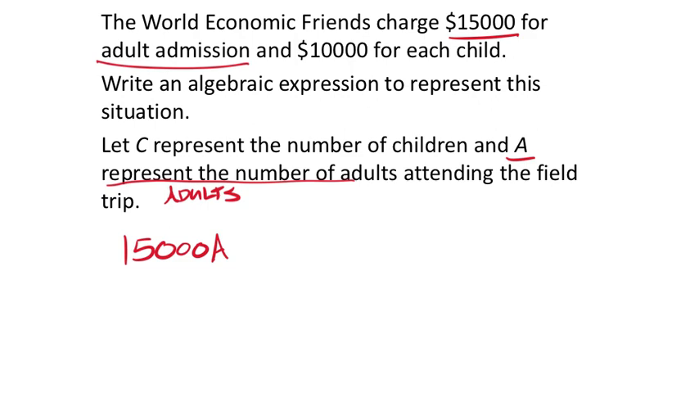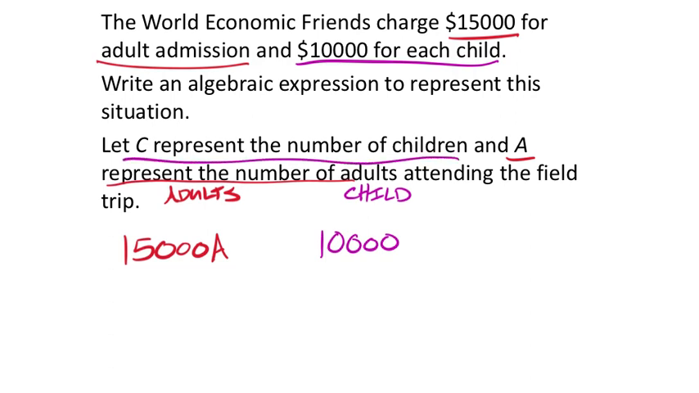Essentially what we're doing is creating our own formula for how much it would cost to go to this World Economic Friends place. But then it says you've got $10,000 for a child. So again, we've got two different types of people going: adults and children. For a child to go, it's going to be $10,000. But they said to use C to represent the number of children, because that's for one child. We don't know how many children are going. So there's a C.